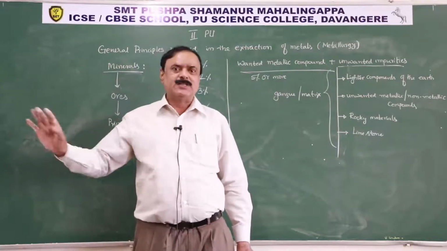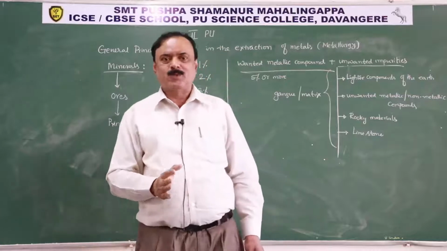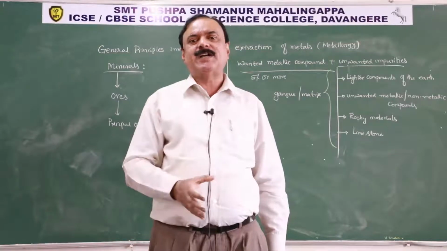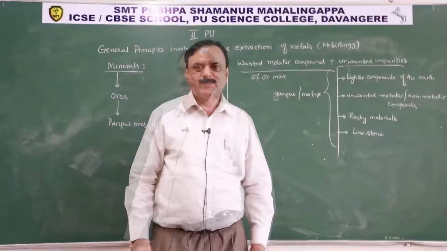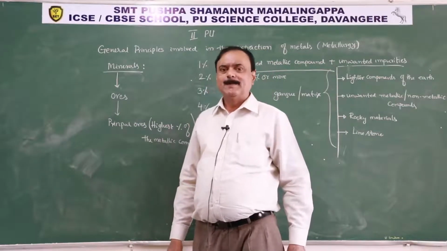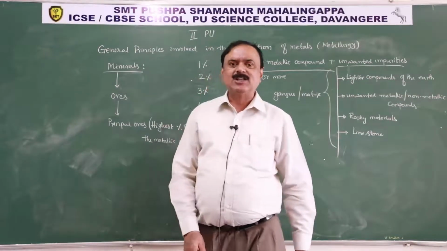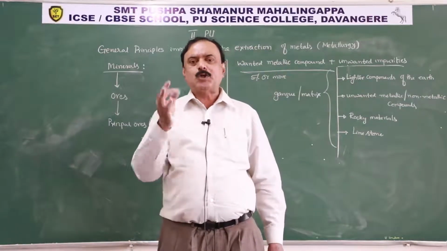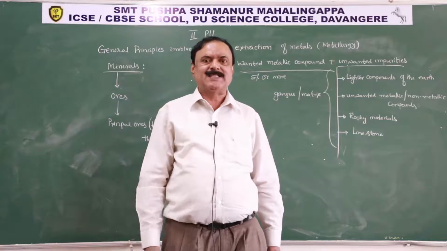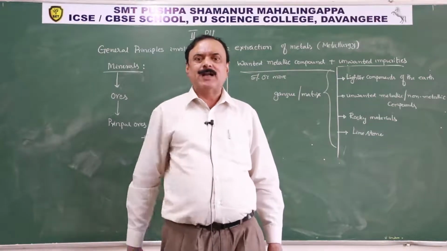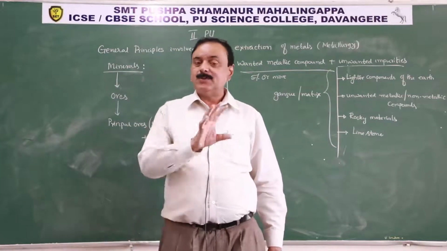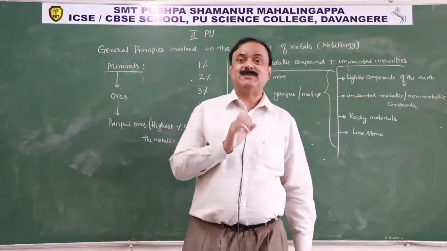Among all the ores, one is considered a principal ore. What is a principal ore? The principal ore is the one among all the ores which contains the highest percentage of the wanted metallic compound. Hematite is considered the principal ore of iron, pyrolusite of manganese, chromite of chromium, chalcopyrite of copper, and bauxite of aluminium. These contain the highest percentage of the wanted metallic compounds.